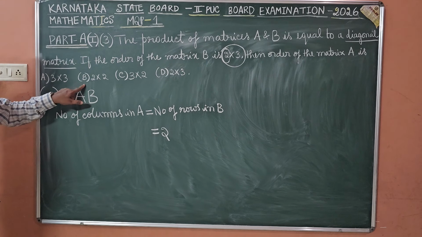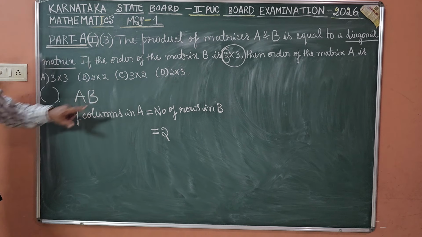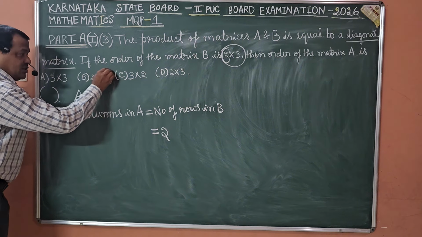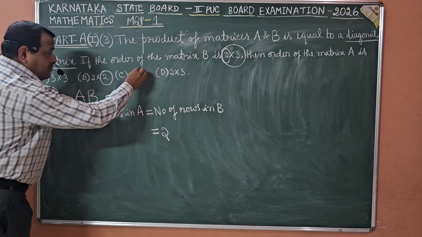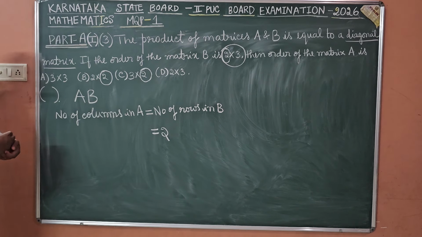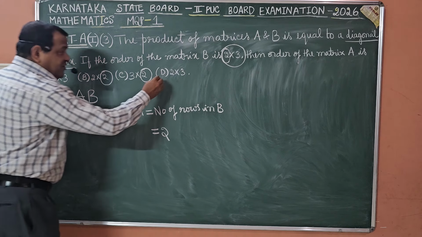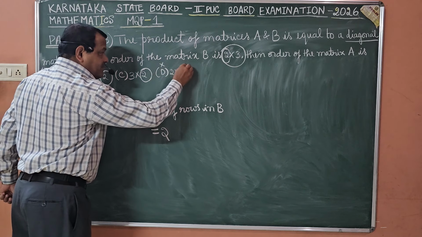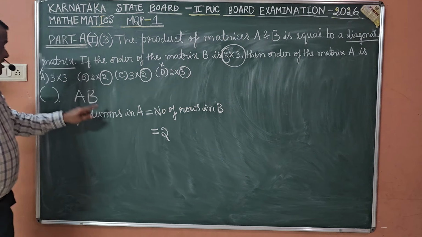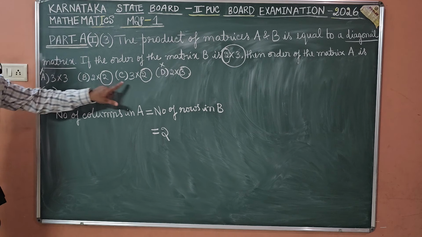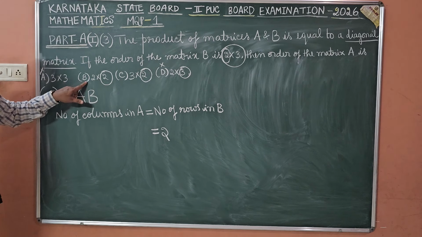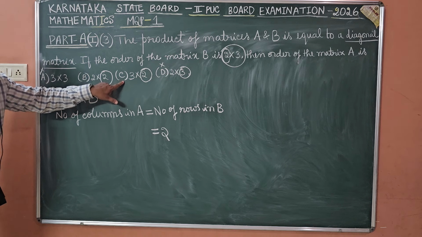But there are two options, B and C, where the number of columns is 2. Here also the number of columns is 2. Therefore, definitely not option A, out of the race. Definitely not option D, because number of columns 3 we don't want. Therefore, it is either B or C. But why is it not option B? Why is it option C?